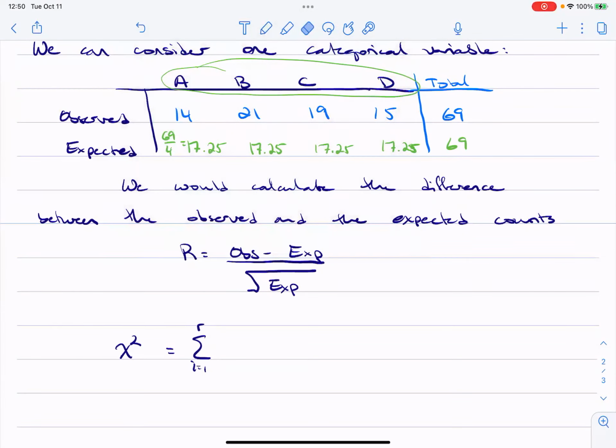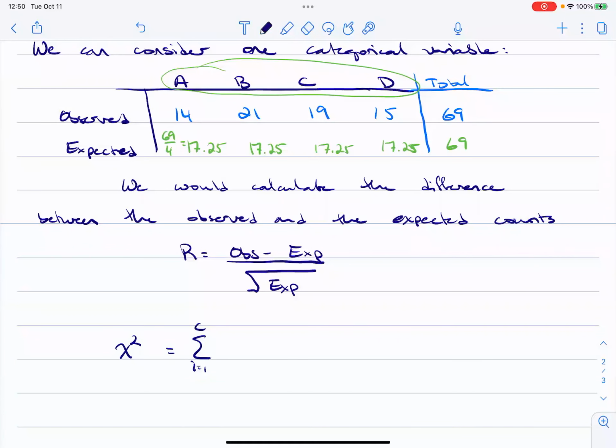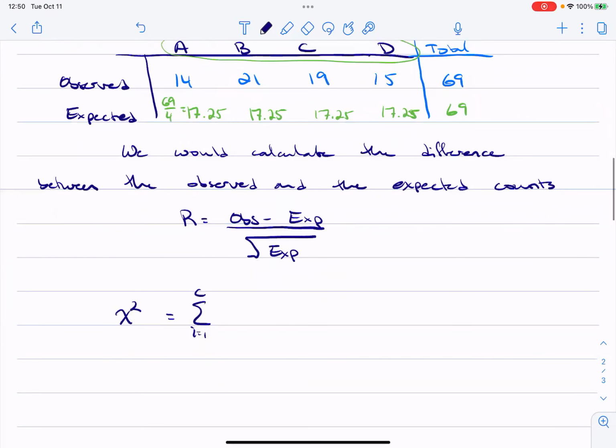I should use C because I put it in the columns. That way it'll make sense. C categories. Right. So for each of the categories, I'm going to add these up, so from i equals 1 to C, which in this case is 4, right? Then we're going to do R squared.